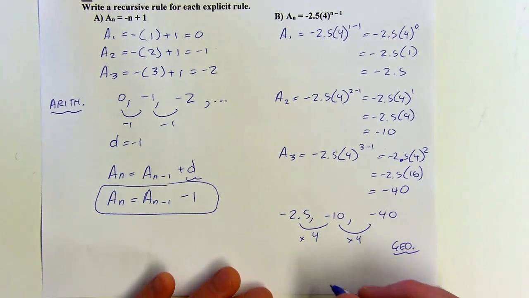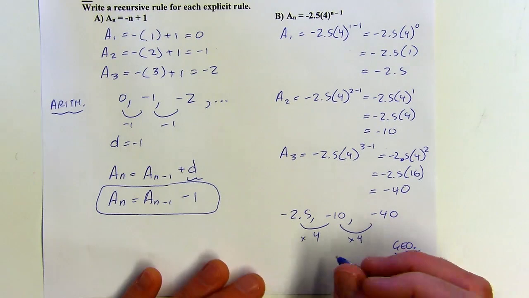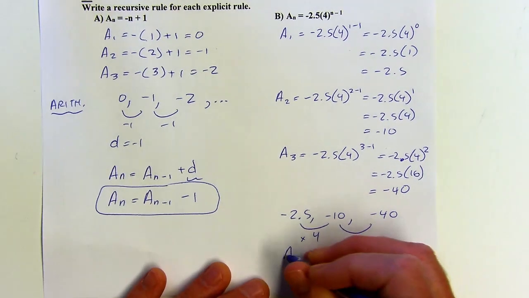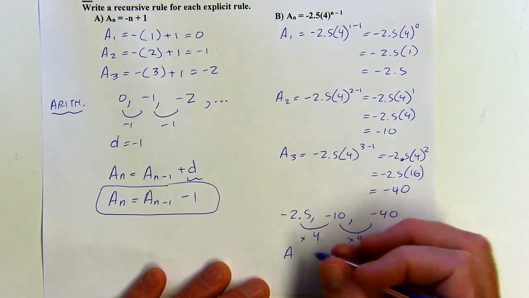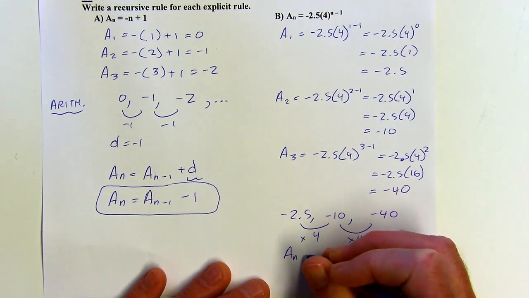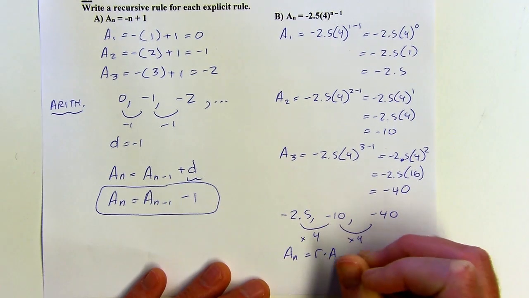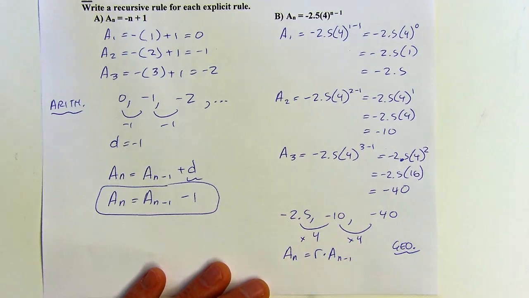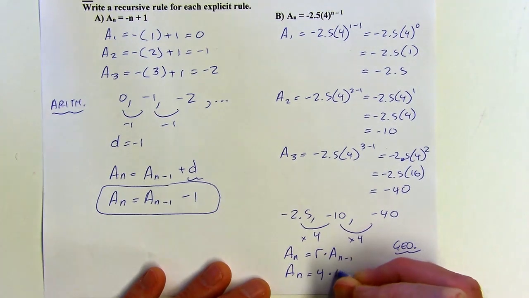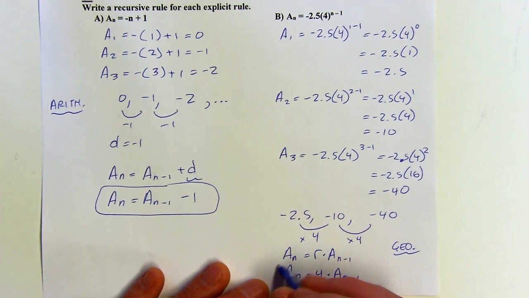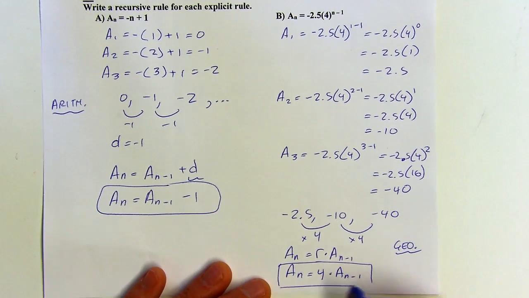So I'm getting out my recursive term formula for geometric, which is going to be a sub n equals r times a sub n minus 1. And all I have to do here is plug in the ratio, which is 4. So I've got 4 times a sub n minus 1. And I've got my recursive geometric sequence there.